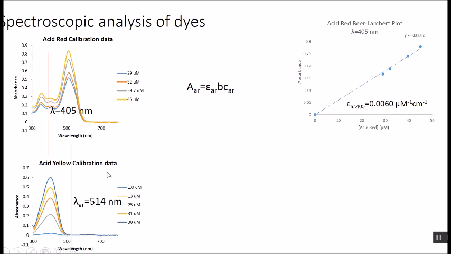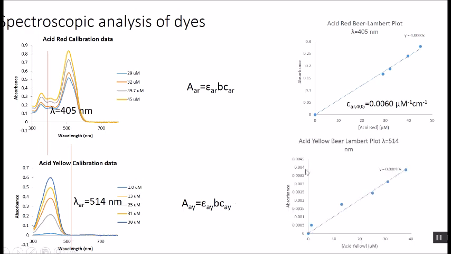Similarly, let's go to the acid yellow plot and look at the absorbance values at 514. It is very small, but we need to check and see if there really is a response. So let's use Beer's law again, plot absorbance at 514 and concentration, and we do see that the absorbance scale is very, very small. There's not much absorbance, but there still is some. So the slope of this line, which is a very, very small slope, accounts for the molar absorptivity of acid yellow at this wavelength.